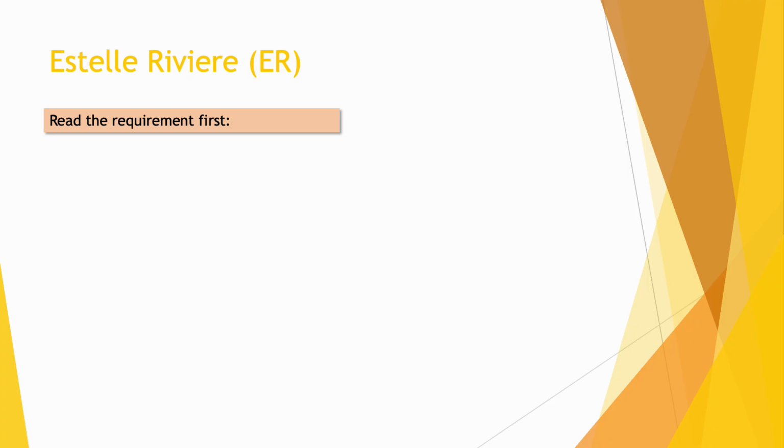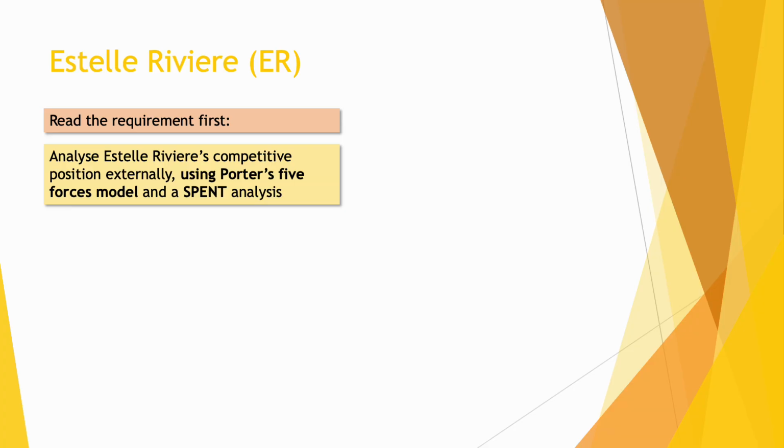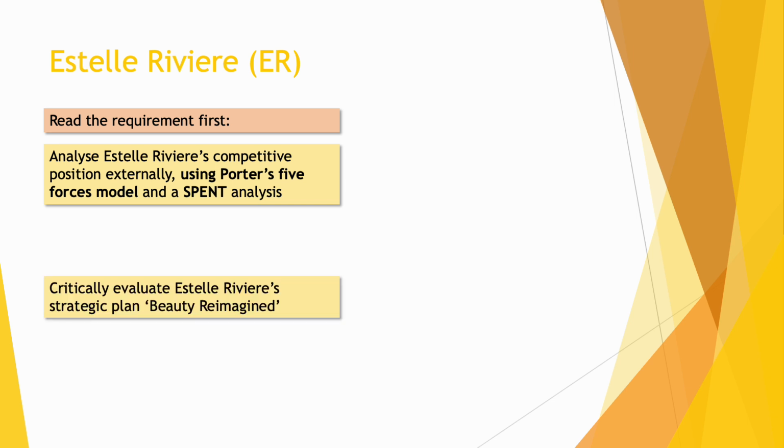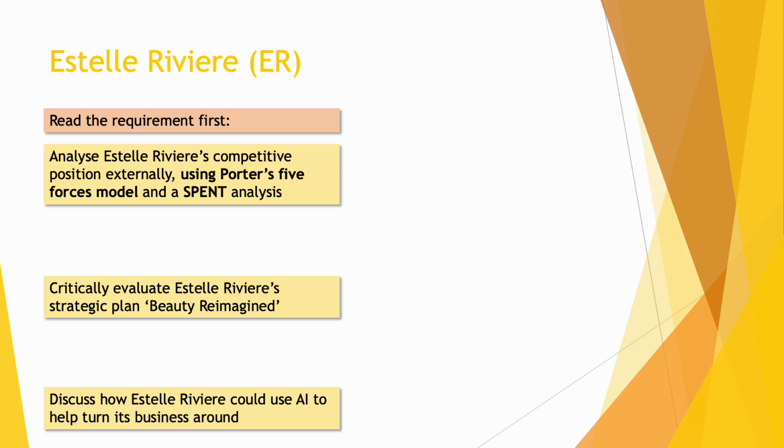So let's have a look at Estelle Riviere's requirements first. We have to analyze the company's competitive position externally using 5 forces and PESTLE. We have to critically evaluate their strategic plan called Beauty Reimagined. And we have to discuss how the company could use AI to help turn its business round.